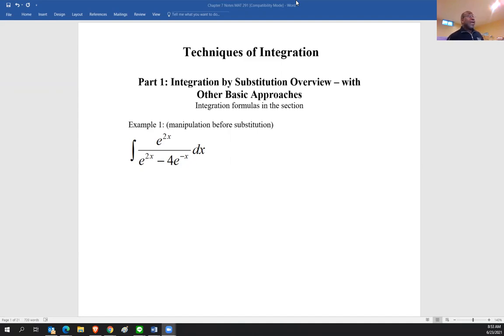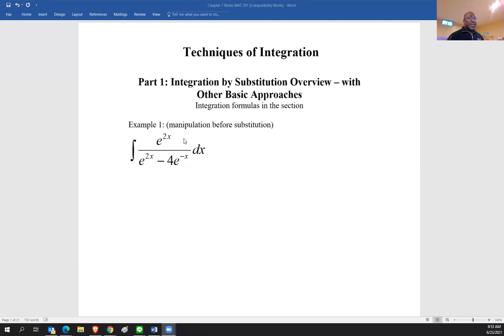So the first one we have is the integral of e to the 2x over e to the 2x minus 4 times e to the negative x, dx. Now, in this example, we're going to look at how we can use a little bit of manipulation before we apply substitution. When we look at this problem on the surface, what we see is a lot of e to the x functions.